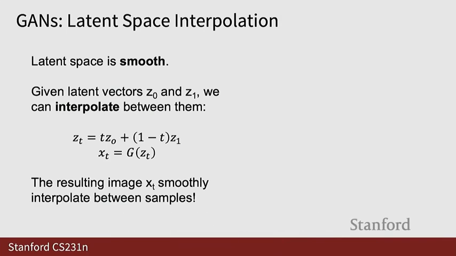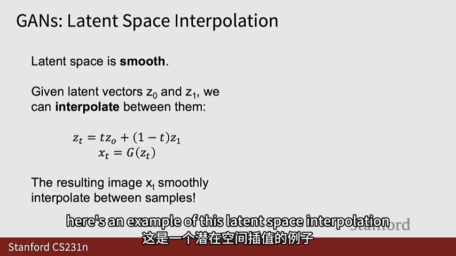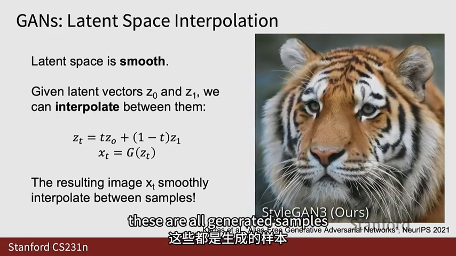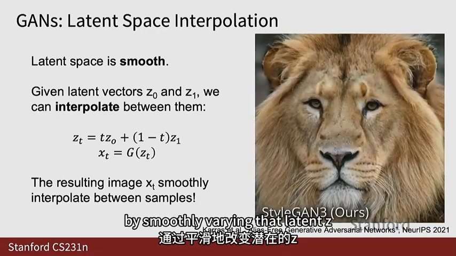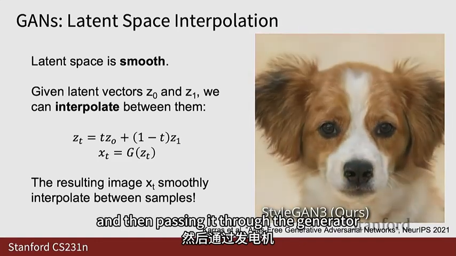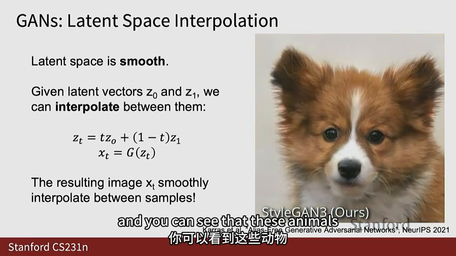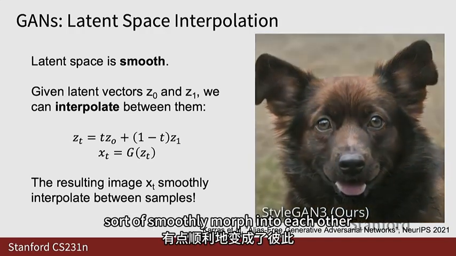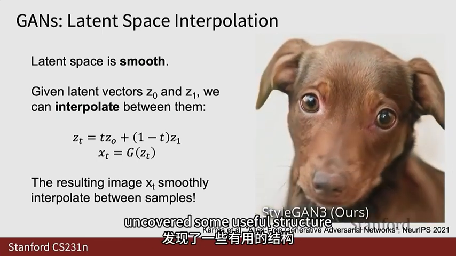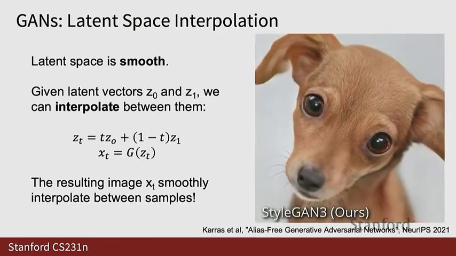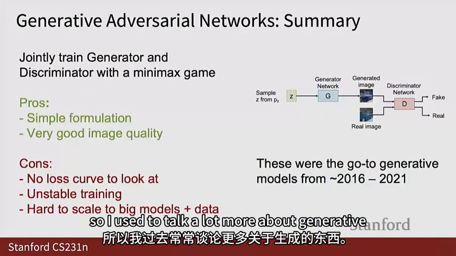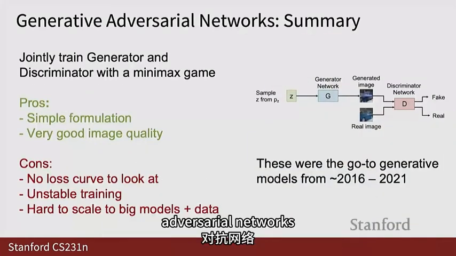And here's an example of this latent space interpolation from the StyleGAN 3 paper. You can see that these are all generated samples, made by smoothly varying that latent Z and then passing it through the generator to generate these different samples. And you can see that these animals sort of smoothly morph into each other. So that means that the model has somehow uncovered some useful structure and stuffed it into the latent space. So that's pretty cool.